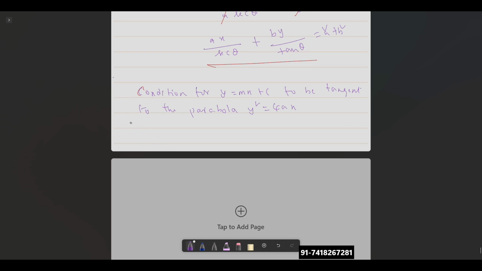So first we will take the parabola. Let x1, y1 be the point on the parabola.